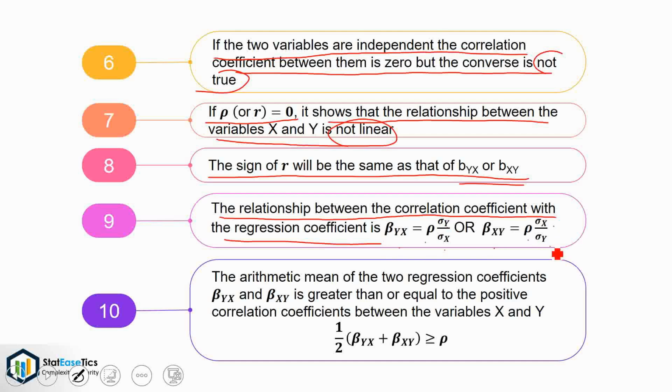And the 10th property is the arithmetic mean of the two regression coefficients beta yx and beta xy is greater than or equal to the positive correlation coefficient between the variables x and y. That is, 1 upon 2 (beta yx plus beta xy), that is average of the regression coefficients, is greater than or equal to rho, that is correlation coefficient.